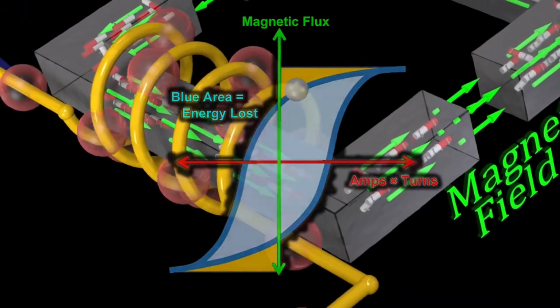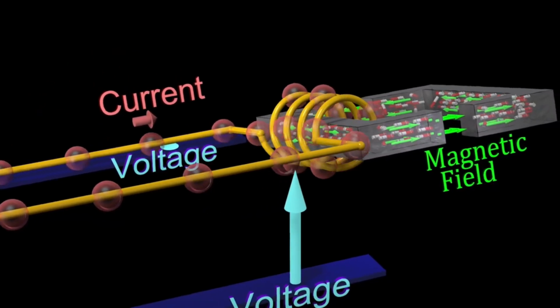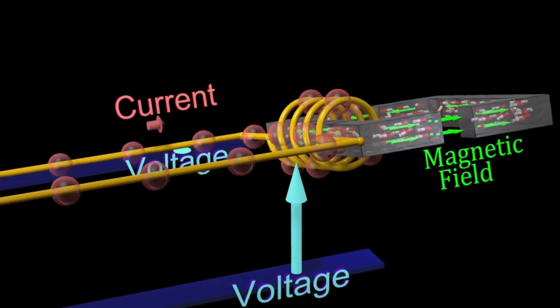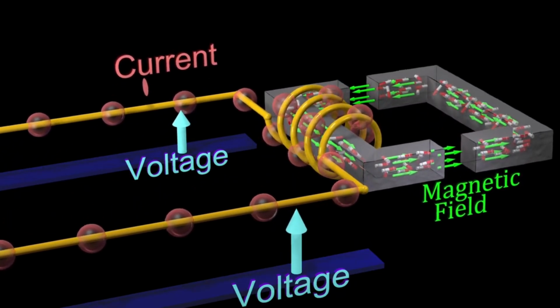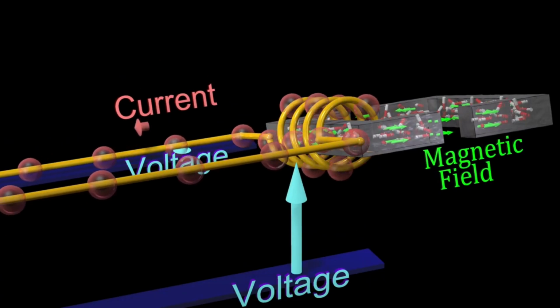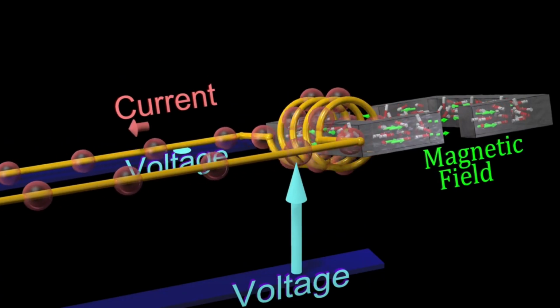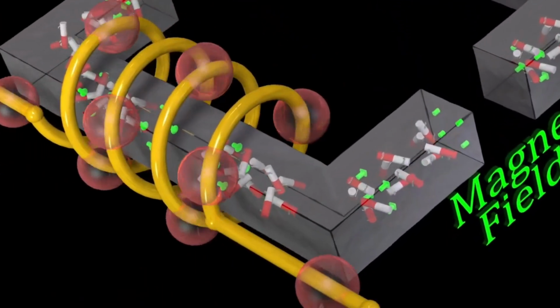We're ignoring the energy lost as heat in the resistance of the coil because we're assuming that the wires have zero resistance. We're also ignoring the energy lost as heat in eddy currents induced inside the magnetic material because we're assuming that the magnetic material can't conduct any current.